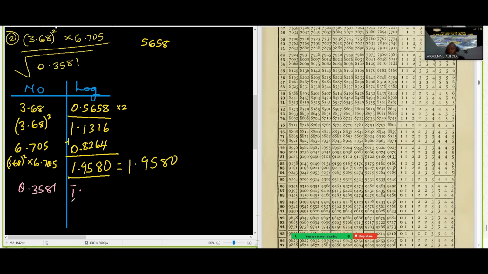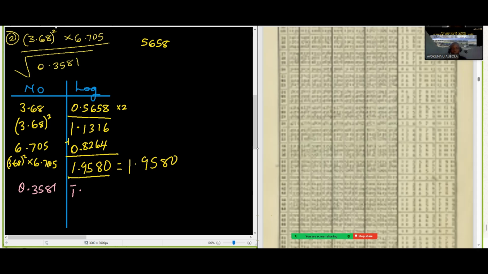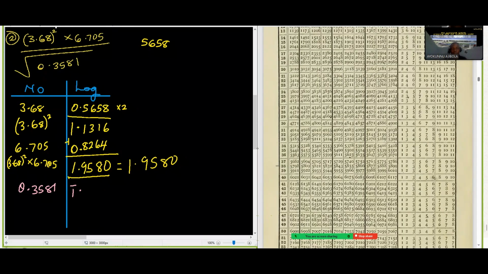Do you understand where I got bar one from? This bar one, I got it from this 0.3. I have to move my point only once. Then I will go and check logarithms 35 under 8 difference 1. So go to the top now. Can you see 35 here? Then under 8 is 5539. Difference 1 is 1. So 5540.